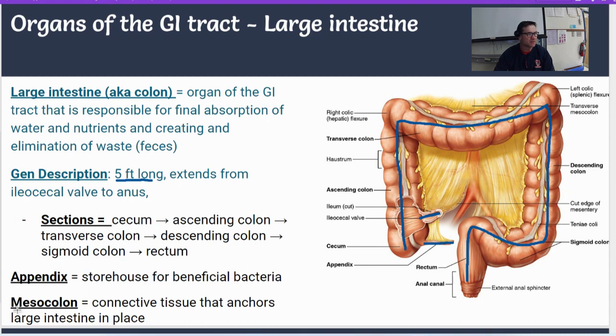The mesocolon, remember, is the part of the peritoneum that holds the large intestine or colon in place. Remember, the mesentery holds the small intestine in place. The lesser omentum binds the stomach and the liver. The greater omentum is the fatty apron that drapes over the transverse colon and the small intestine. But this is the mesocolon. You can see it here in yellow, and that's what holds the large intestine or colon in place.